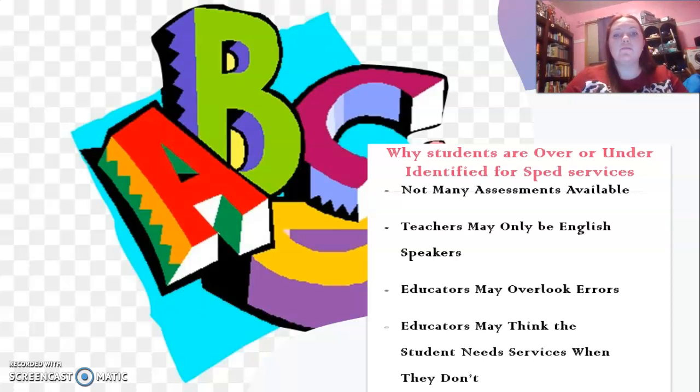Another reason is that administrators may assume that a student is struggling because they say words differently. So an accent could be an example. So if a student says sent, but they don't say the T at the end, that teacher may think, oh, the student needs services because the student is not understanding what the sound T is. And then they may be over-identified because they know what the word is. It's just they say it a little bit differently.